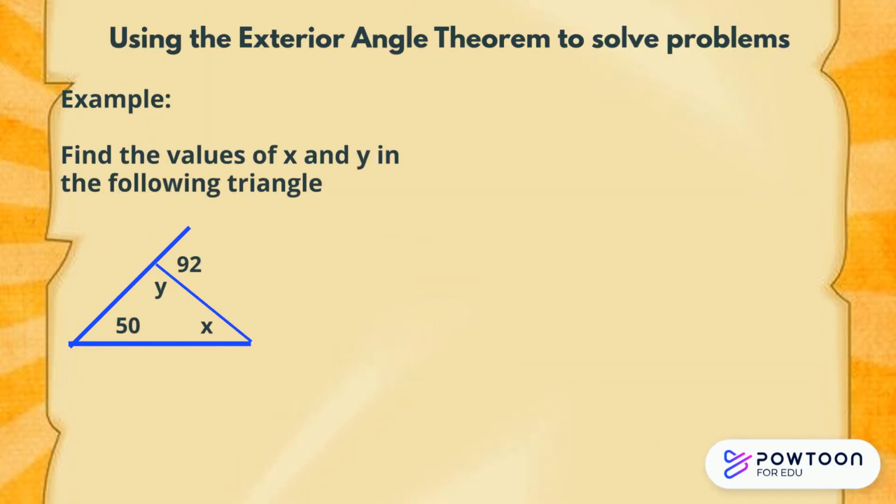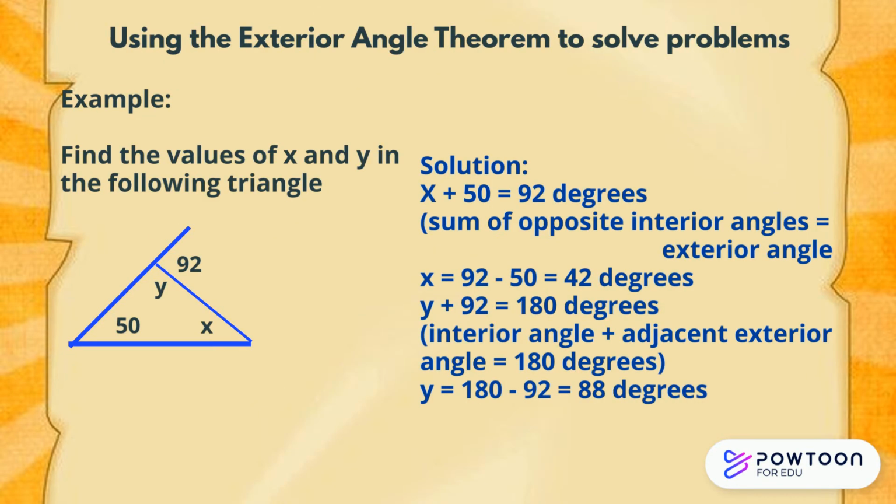Let us now discuss the solution. Since the exterior angle measures 92 degrees and the remote interior angles are x and 50 degrees, thus x plus 50 degrees is equal to 92 degrees. That is, the sum of opposite interior angles is equal to exterior angle. Solving now for the value of x would become x is equal to 92 degrees minus 50 degrees. Thus, the value of x would become 42 degrees.